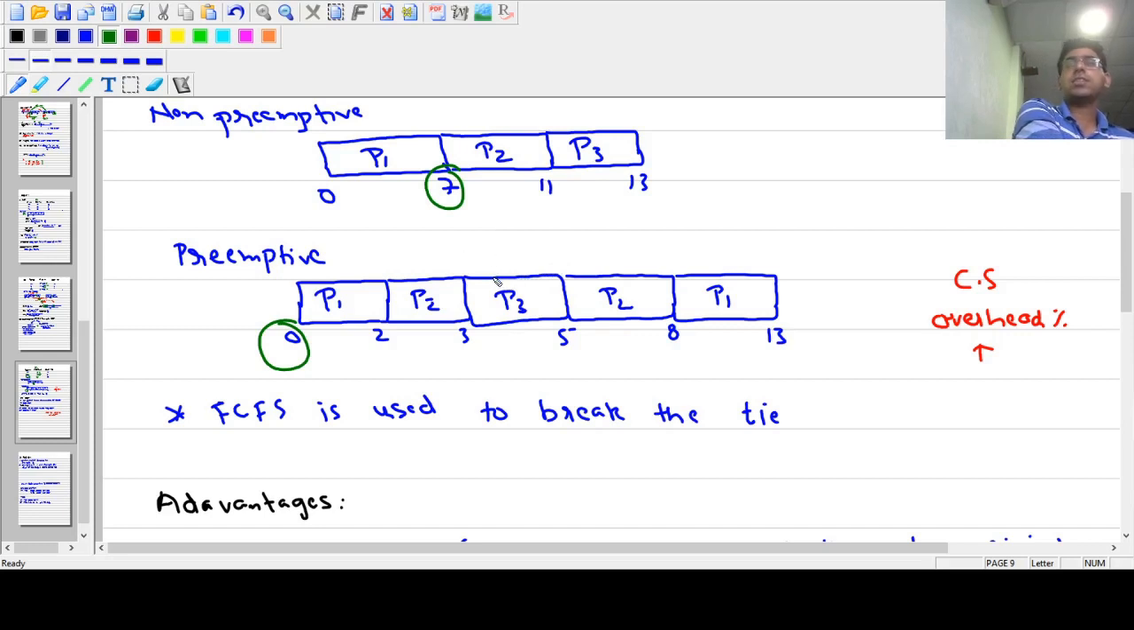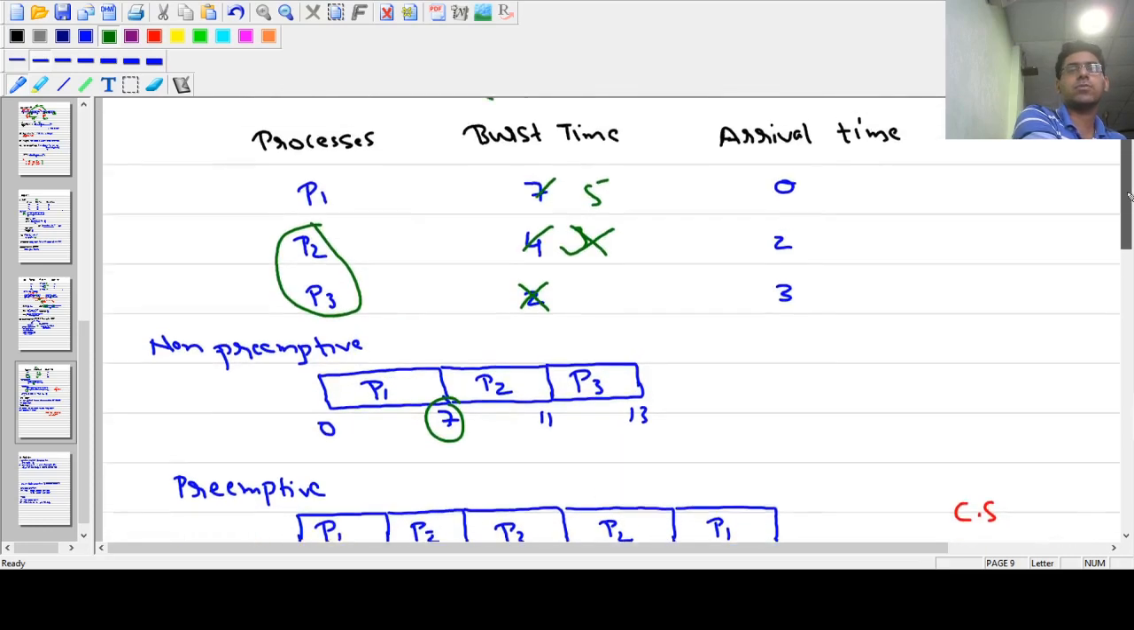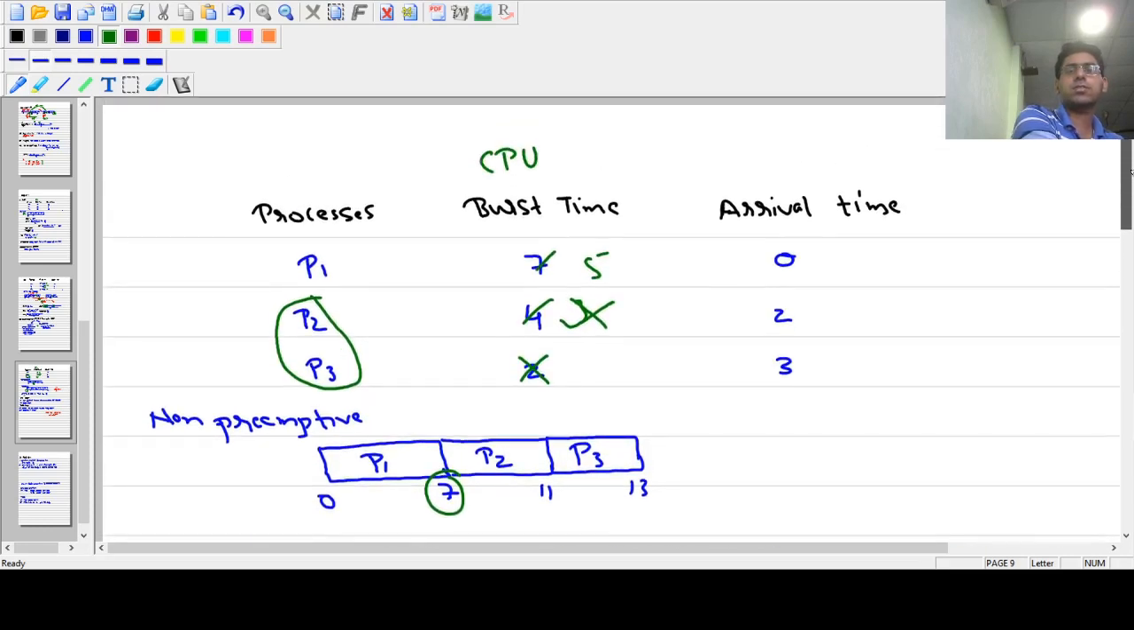So in case there is a tie, suppose two processes P1 and P2 have the same amount of CPU burst and they are waiting in the ready queue, how will we break that tie? On the basis of first come first serve. Whoever comes first is given the CPU first, and that's it.